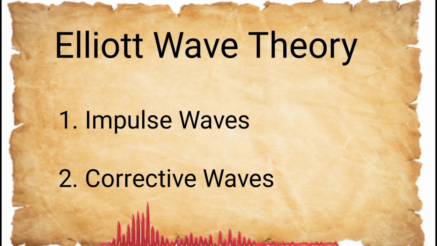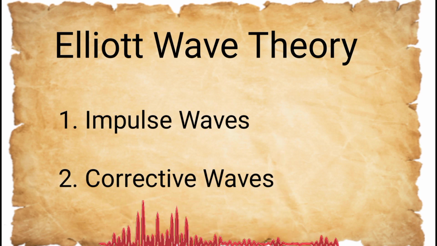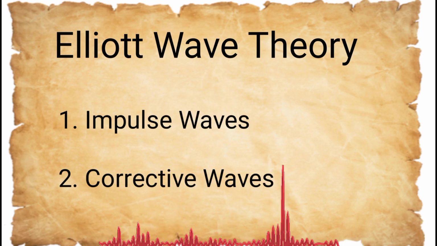Extension levels: 1.618, 2.618, etc. These help estimate where impulse waves might reach their peak. For example, if wave 1 moves $10, wave 2 might retrace 50% of that, $5, and wave 3 could extend 1.618 times wave 1's length, a $16.18 move. This mathematical relationship gives traders a way to anticipate future price action with higher accuracy.